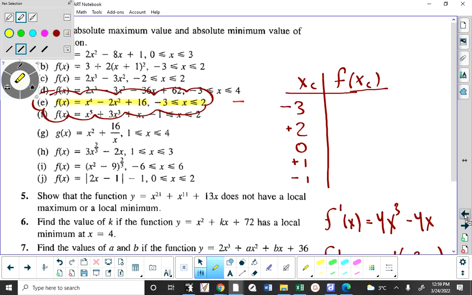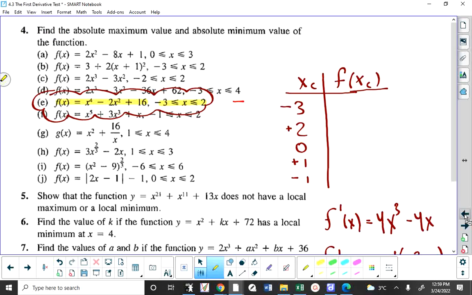So because we say, comma, negative 3 is less than or equal to x, which is less than or equal to 2, we're saying that's part of the rule of the function. You can only use those values of x. Without that, you're right. There would be no absolute maximum because it would go up forever. Any other questions?